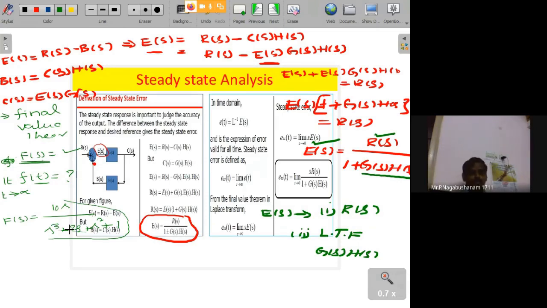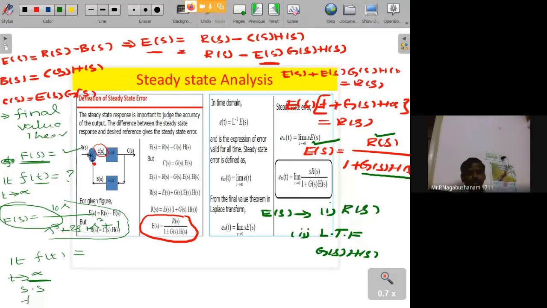So to avoid that time consumption, there is a relation between the time domain and the s domain. That means the limit as t tends to infinity of f of t, without finding the inverse Laplace, without applying inverse Laplace on both sides, there is a relation between these two. Whenever they are asking for a final value or a steady state value, t tends to infinity means steady state.